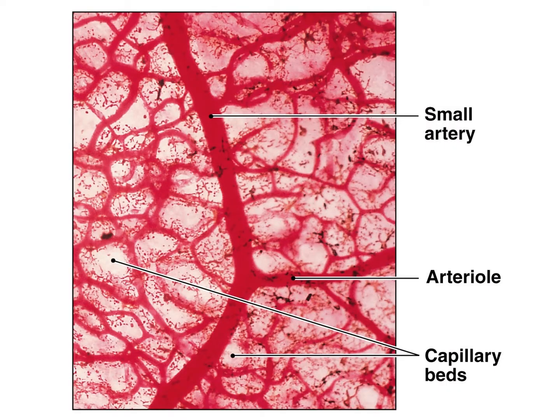Here's just a microscope view taking a look at a small artery here, and then we've got an arteriole branching off, and then you can see all of these capillary beds. So lots and lots of capillary beds, so cells are not going to be very far away from a capillary to do exchange.